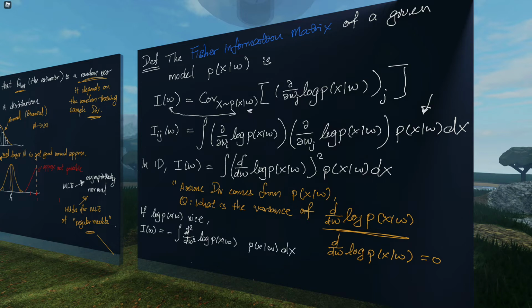So what is this expression? This expression is the expected value of the second derivative. Perhaps a better way of saying it is, again assuming that the data is coming from the true parameter, what is the expected curvature of the log likelihood?